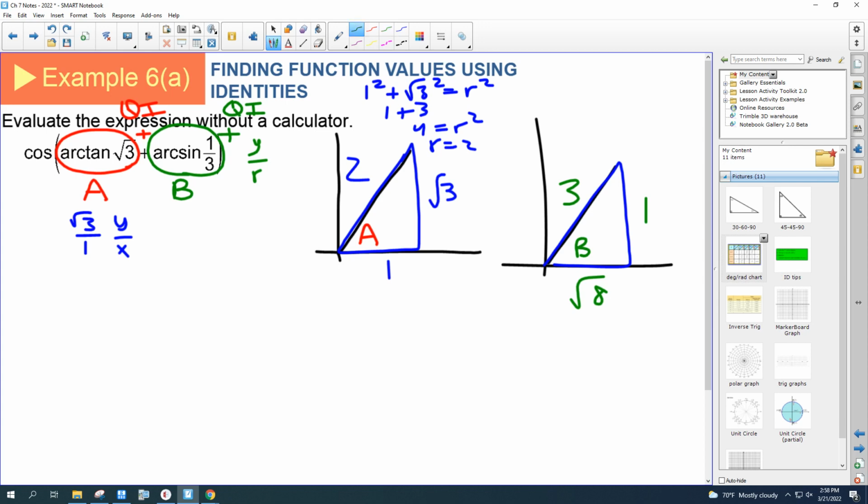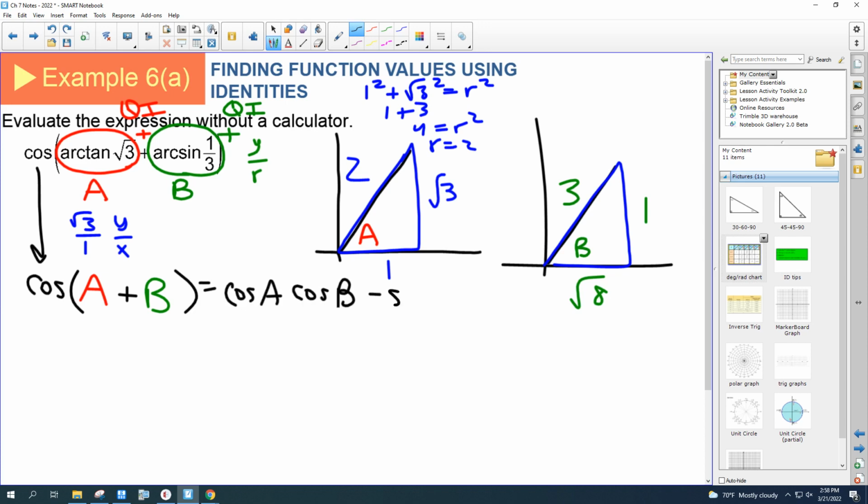Now, what you have to realize is you're finding cosine of angle A plus angle B. Where have you seen that before? That's one of our identities, right? On the board, it's number 4A. And so this identity, find it on your formula sheet, but this is going to be cosine minus sine.